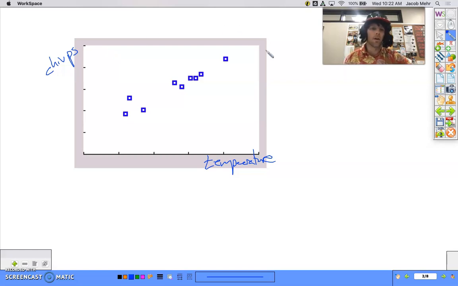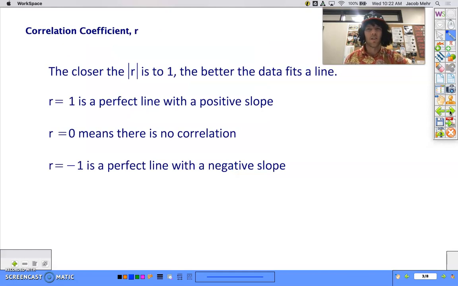Well, we use something called a correlation coefficient. So here's some information about our correlation coefficient R. I hope this is familiar to you to some extent. The closer the absolute value of R is, okay, R could be positive or negative, the closer the absolute value of R is to 1, the better the data fits the line. If R is 1, it means our scatter plot forms a perfect positive sloping line. It's completely linear with a positive slope.